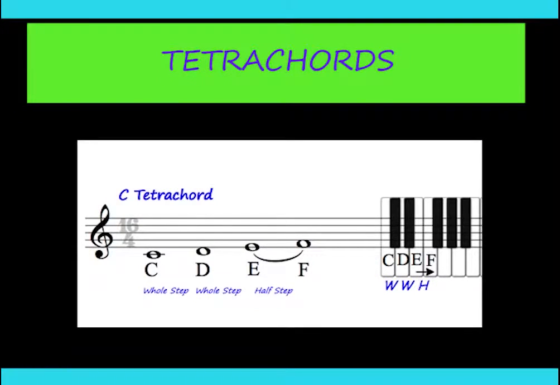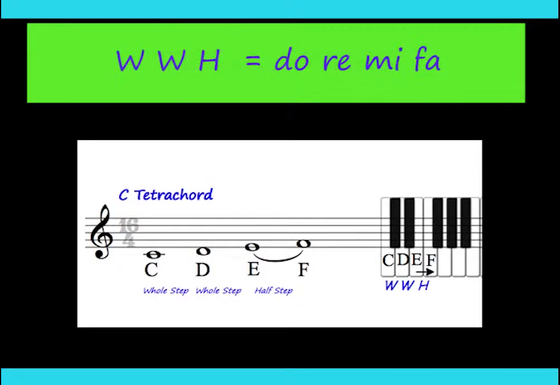A tetrachord can be defined as a four-note pattern consisting of two whole steps followed by a half step. Simply put, tetrachords always follow the same pattern: whole step, whole step, half step. A tetrachord can be constructed on any note, but we will begin with a tetrachord built on C.